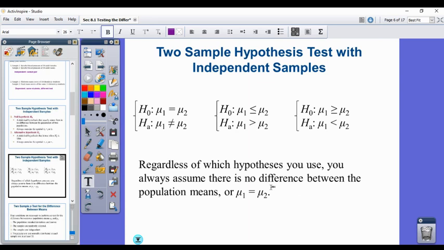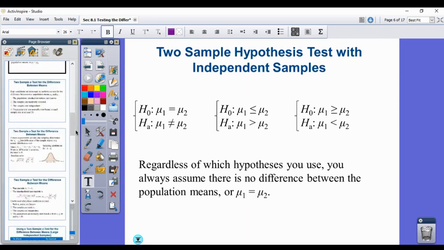So no matter which one of these tests that we use, we're going to assume that there's not going to be a difference between μ1 and μ2, and that's going to come into play with our formula, okay? So don't stress out about that yet. I'm going to show you what I mean with the formula when we do our examples.